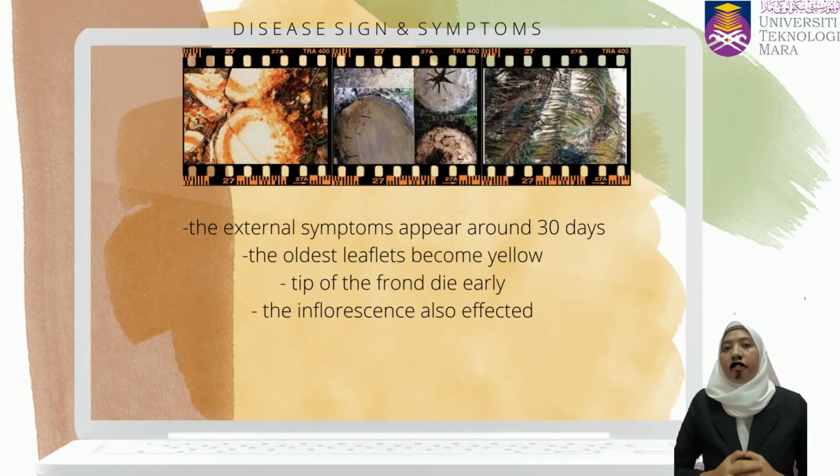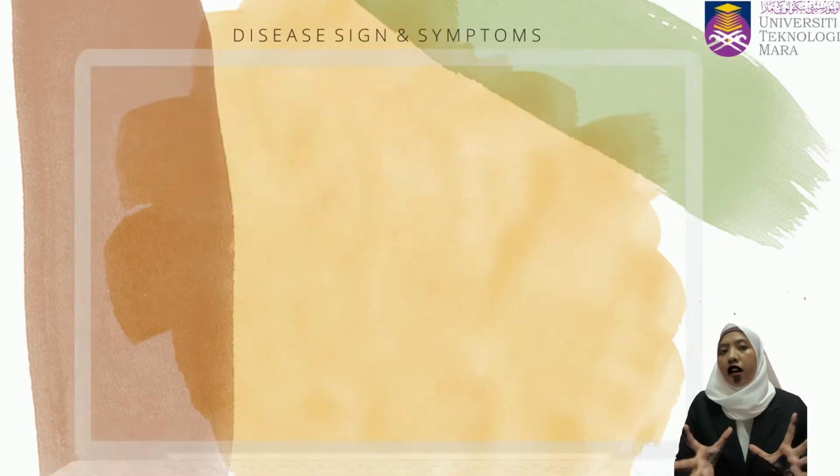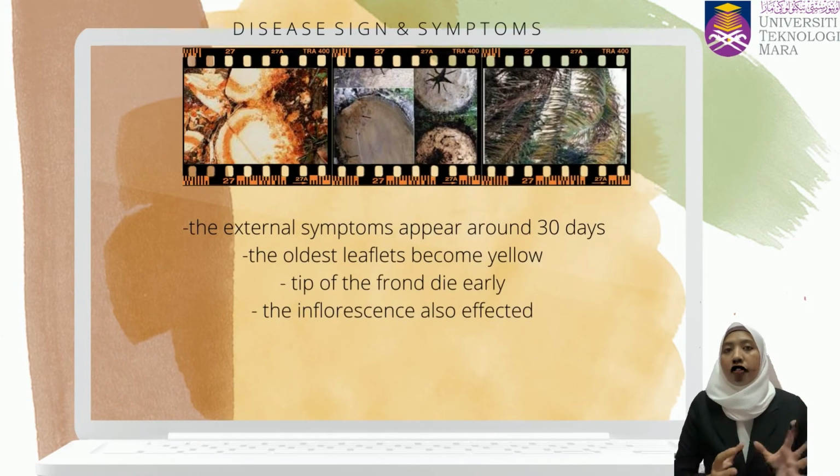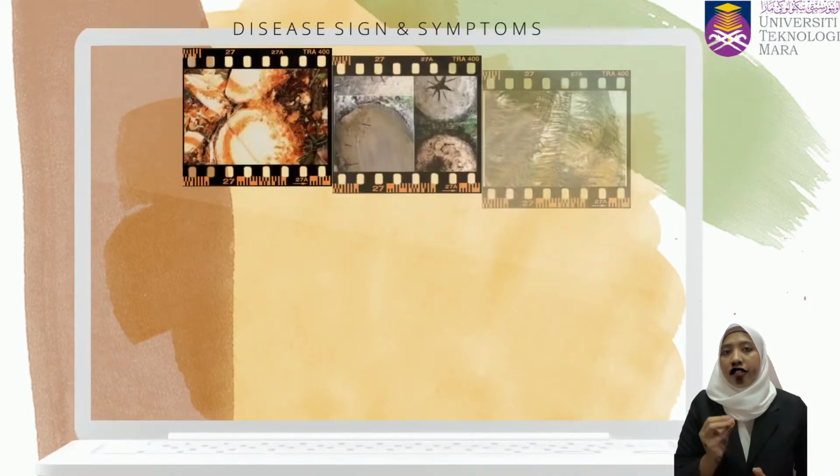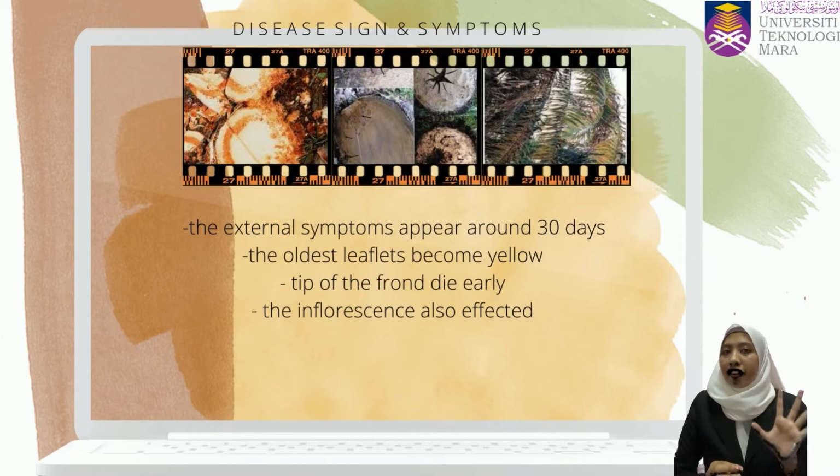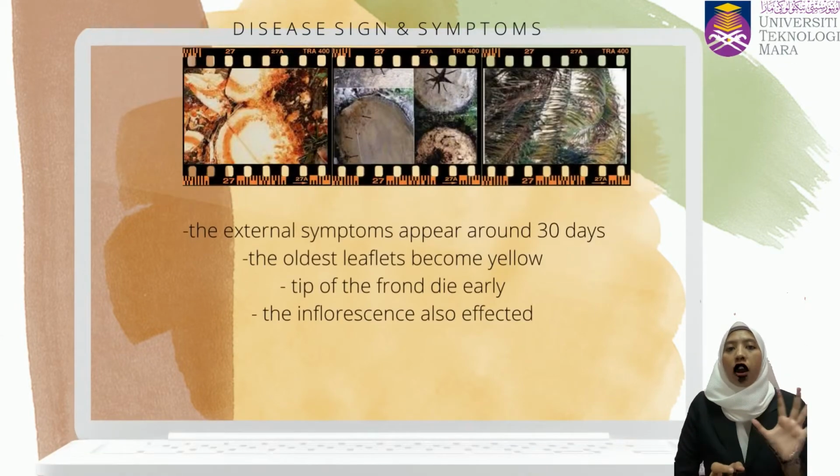Initial signs of nematode infestation are the external symptoms. It will appear around 30 days. The oldest leaflets may become yellow and the tip of the frond will die early. The inflorescences may also be affected, looking withered or dead.